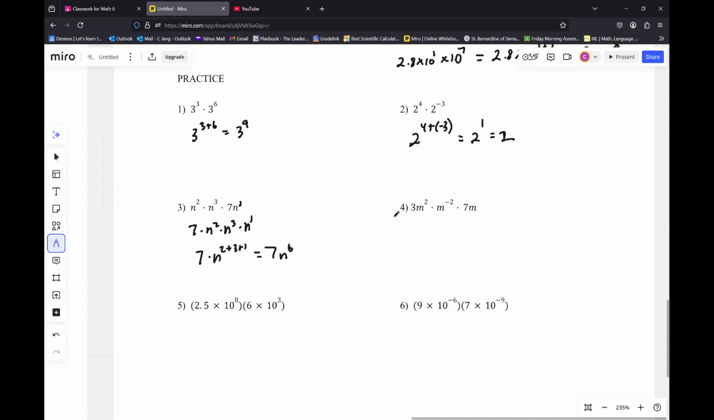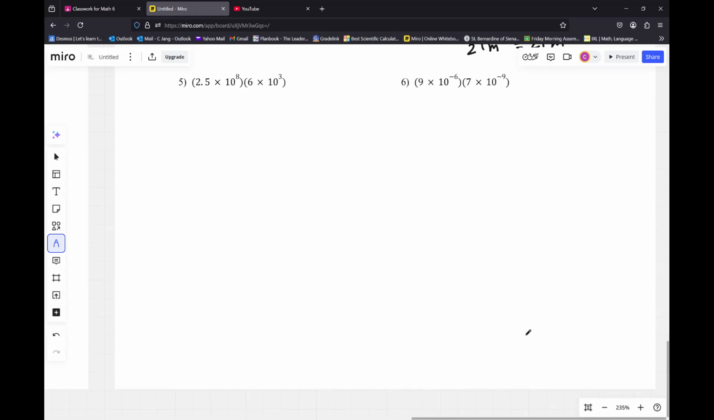All right, and here we're going to separate out the coefficients. This is going to be 3 times 7 times m squared times m to the negative 2 times m to the first power, or 21 times m to the 2 plus a negative 2 plus 1, or 21m to the first power, which is 21m. Okay? All right, let's take a look at the scientific notation ones.